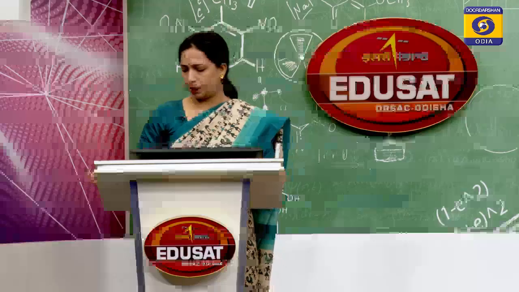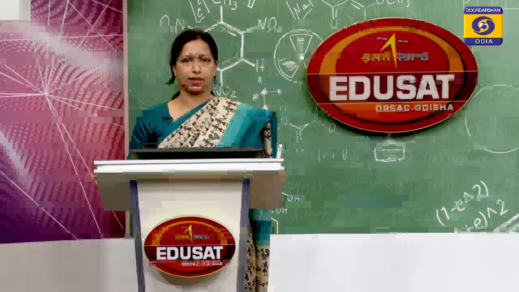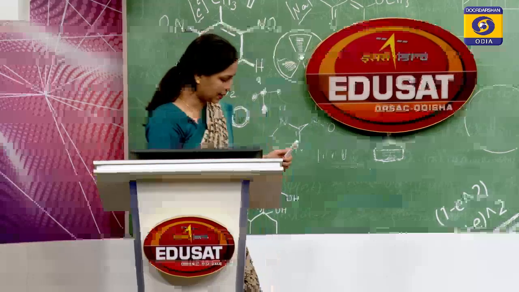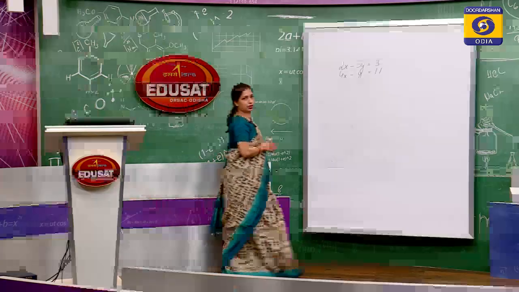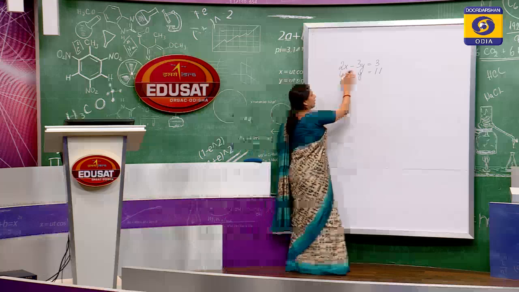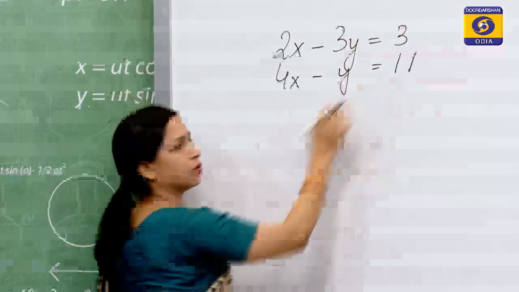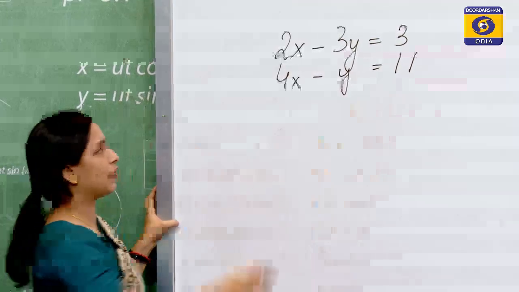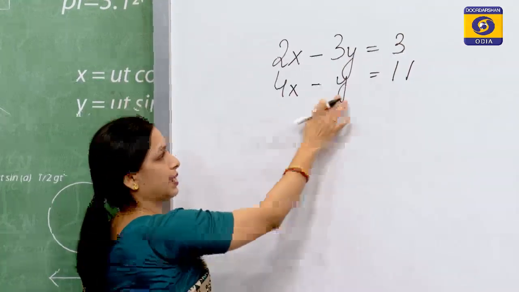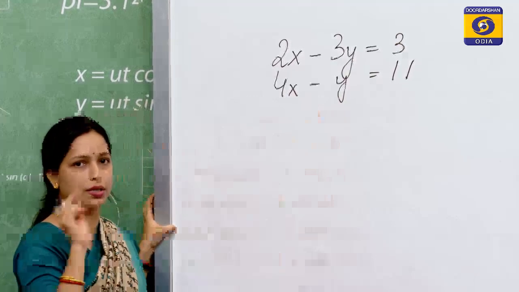Now, we will be able to understand it better with the help of an example. Let us say we have 2 equations here: 2x minus 3y equals 3 and 4x minus y equals 11. Now, we have to find the values of x and y. How do we do it? What is the first step?